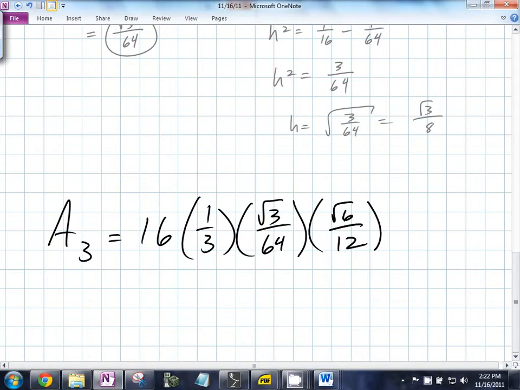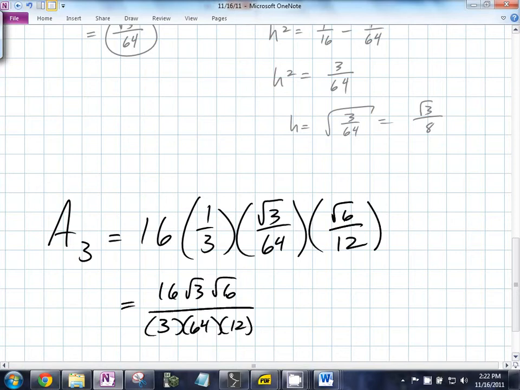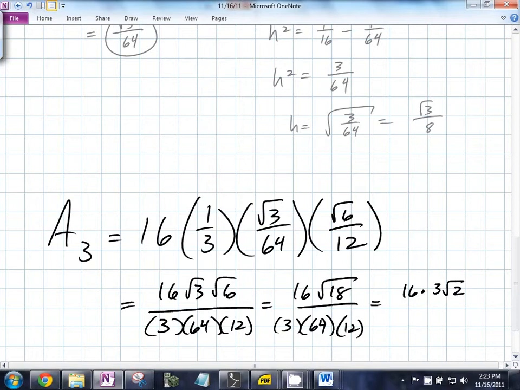What do we think? It kind of does. You get 16 root 3 root 6 over what? 3 times 64 times 12. What's root 3 times root 6? Root 18. What is root 18? That's 3 root 2, because what's 18? 18 is 9 times 2. What's the square root of 9? 3. So you have this over 3 times 64 times 12.